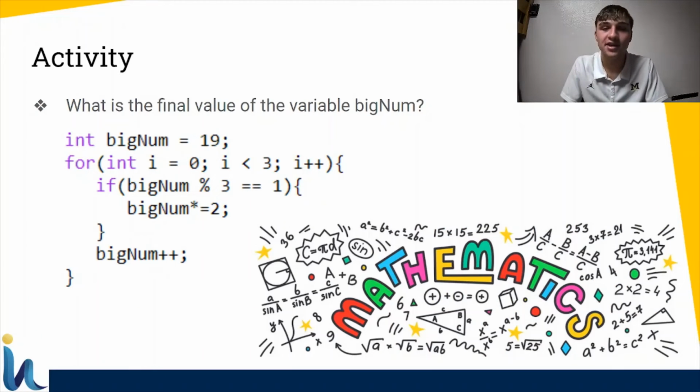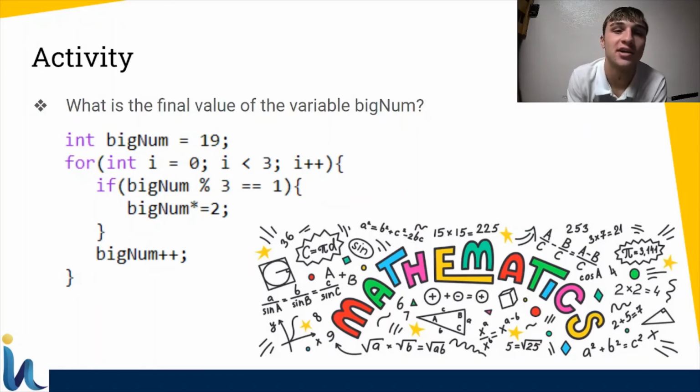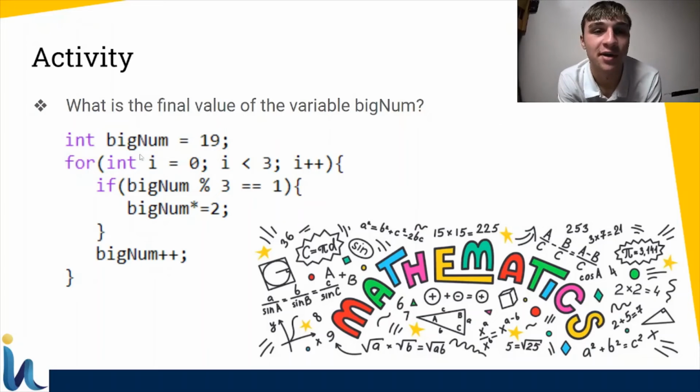For our activity, the question is, what is the final value of the variable bigNum? It's going to be helpful to have some paper and a pencil. If not, you can just follow along in your head. So this integer bigNum is equal to 19. If you want to write that down, bigNum equals 19, and i is equal to 0 at first. Since 0 is less than 3, we're going to go through with this for loop.